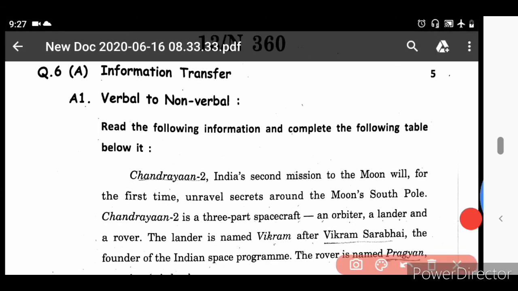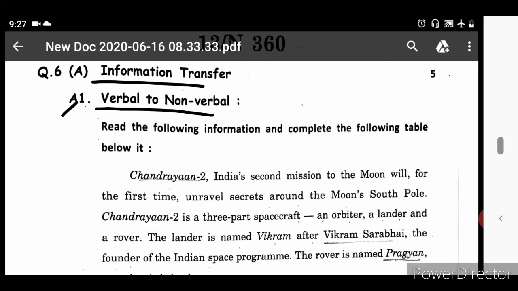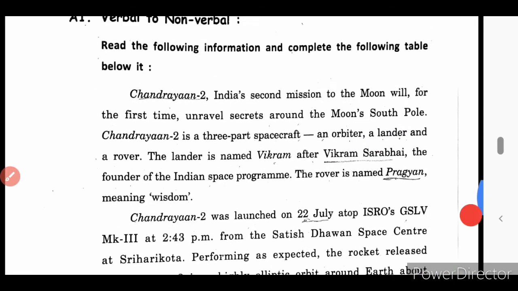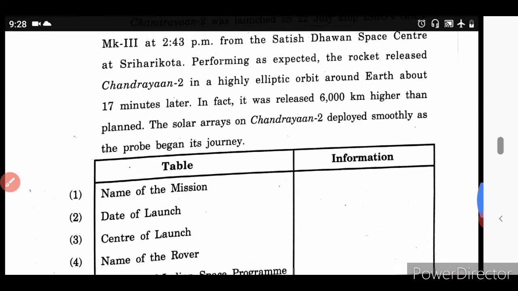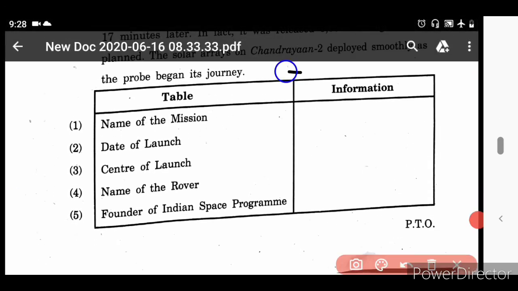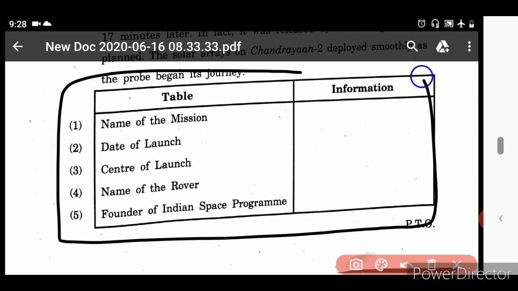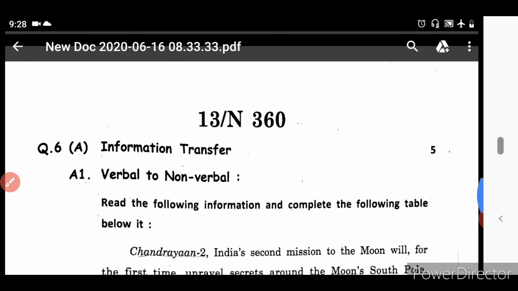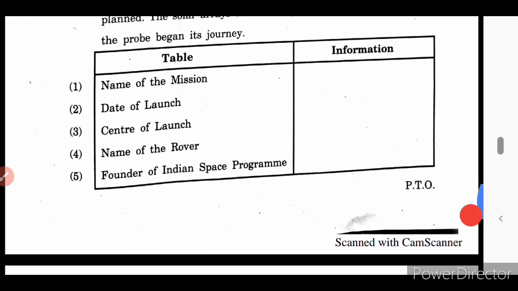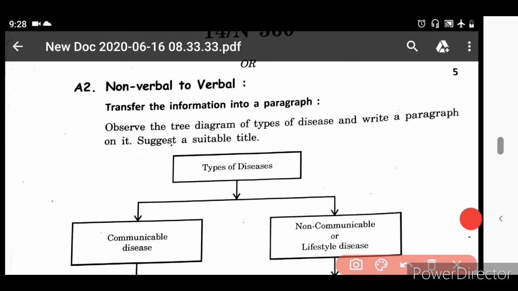And this is question 6a, information transfer. The first question is verbal to non-verbal. Verbal to non-verbal means converting the information from the passage into charts or tables. Here this is the passage given, and from the passage we have to complete the table, and this will give us 5 marks. How many marks? 5 marks. It is easy to transfer from verbal to non-verbal.